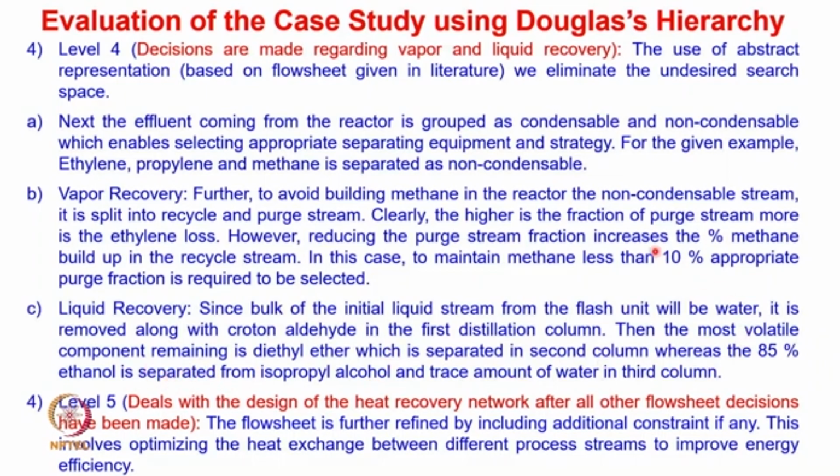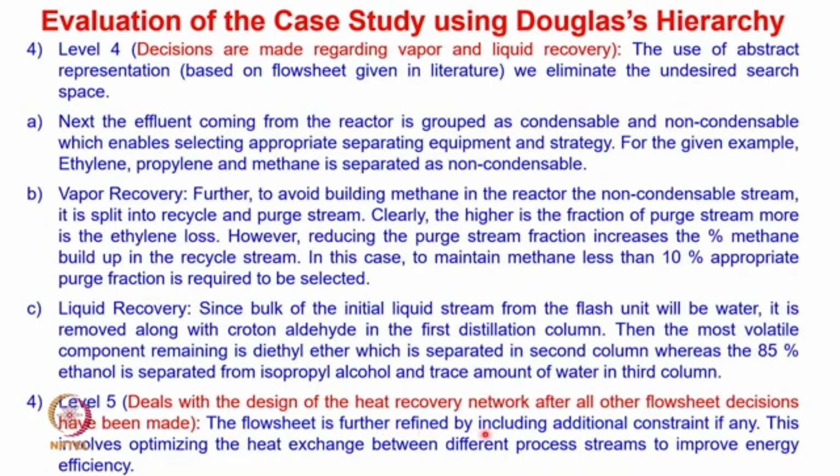Finally, once this flow sheet is finalized, in the last step what we have to do is represent this entire flow sheet in terms of the heat exchanger network, and we have to see how we can utilize the heat in an optimal manner. So the flow sheet is further refined by including additional constraints, if any. This involves optimizing the heat exchange between the different process streams to improve the energy efficiency. So with respect to this Douglas hierarchy, we can see how the given problem can be modified.